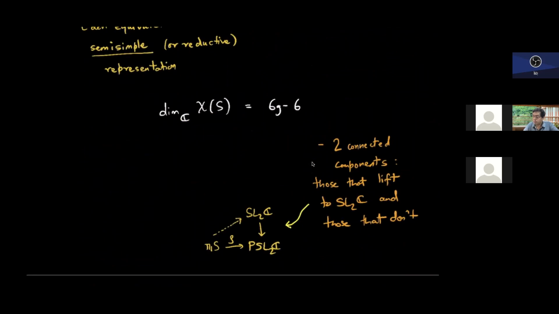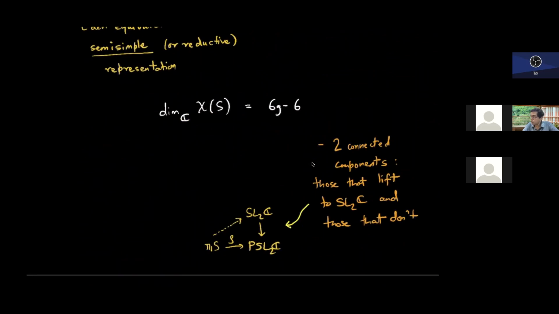This is the dimension you expect if you do a heuristic count. All the generators of the fundamental group, 2G generators, have to map to these 2x2 matrices and satisfy the relation that you have on a closed surface and so on. And so the number that you get is 6G minus 6, and that's the dimension of this algebraic variety.